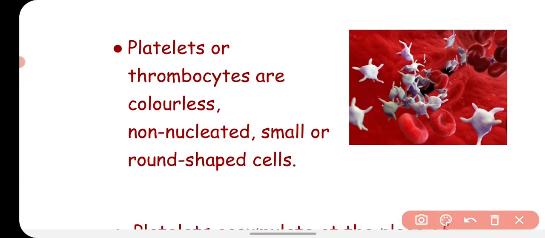Platelets or thrombocytes are colorless and non-nucleated. They do not have a nucleus. They are very small and round shaped cells. You can see these white cells are the platelets present in the blood.